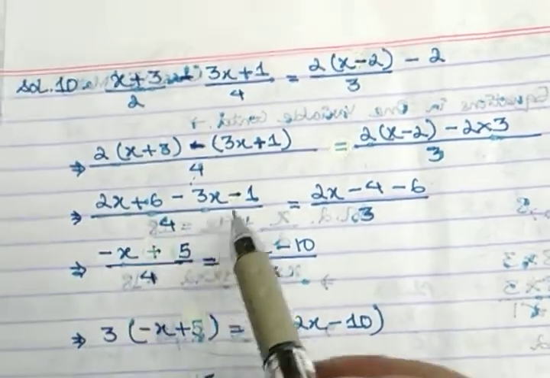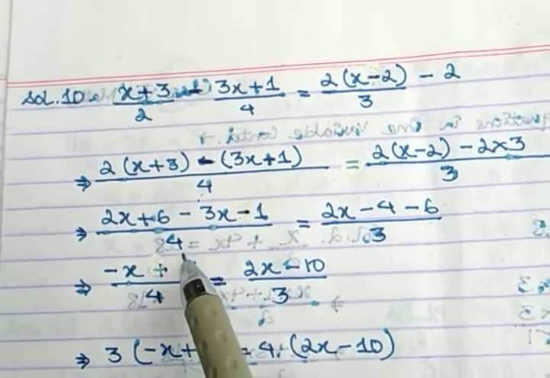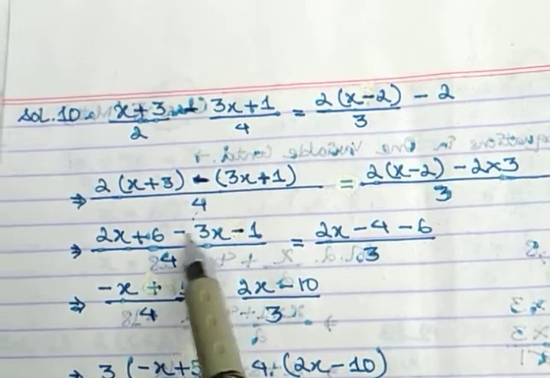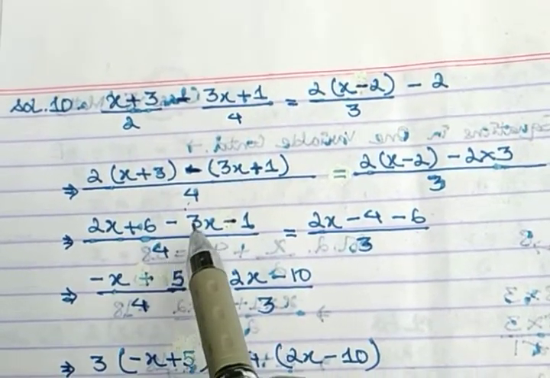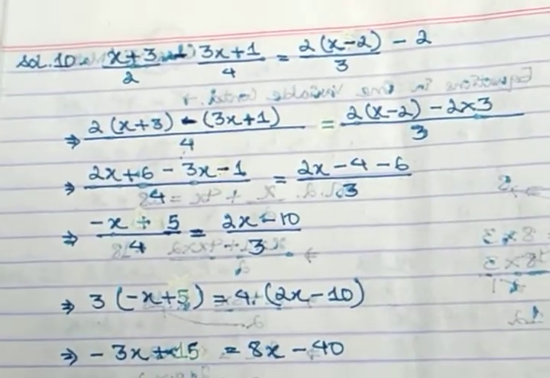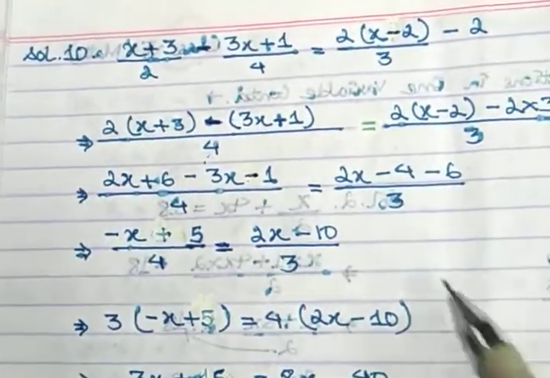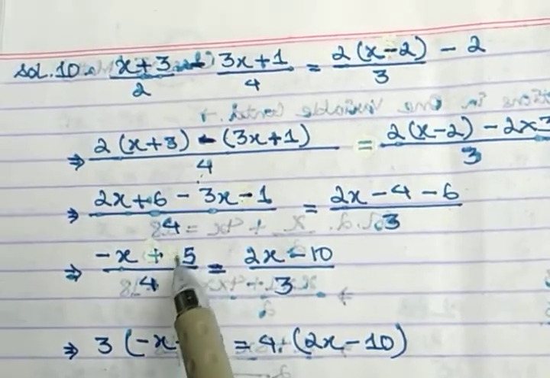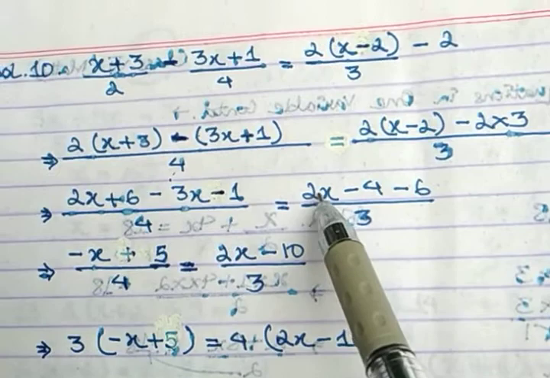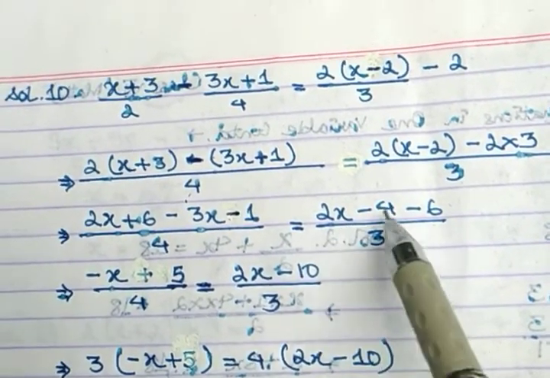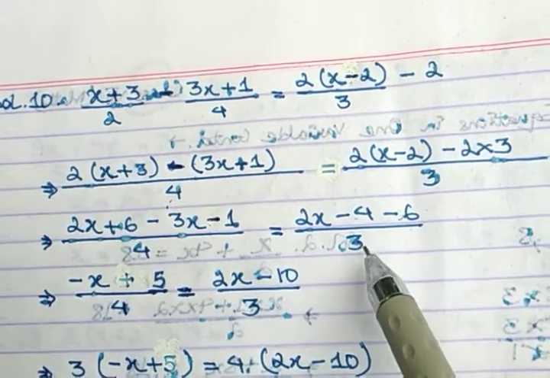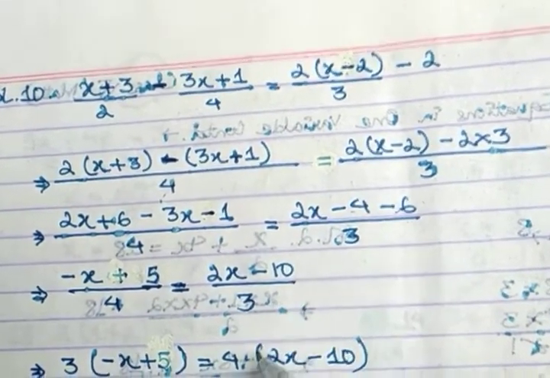Then in the numerators, what do I see is 2x minus 3x, like terms. So 2x minus 3x, opposite signs are subtracted, like terms with opposite signs subtract, and take the sign of the greater number. 3 is greater, so it is minus x. And 6 minus 1 is plus 5, divided by 4, equals, from this side 2x, just one variable, and 2 constant terms. Constant terms with the same signs are added, the sign remains the same, so it is minus 10.